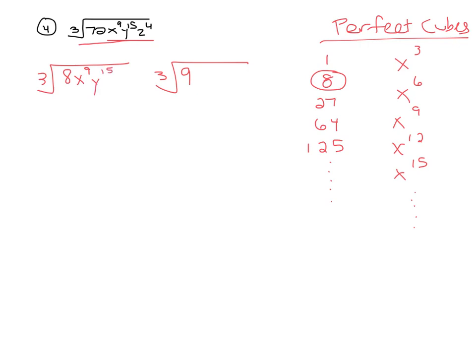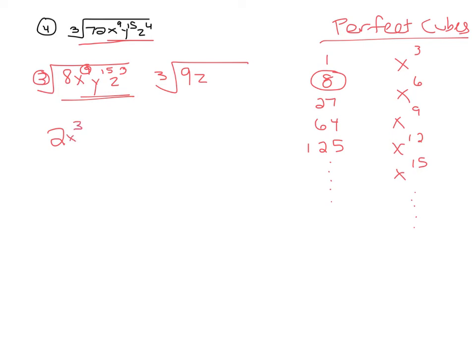Z to the 4th is not. So what we want to do is pull out the biggest perfect cube that we can. So we could pull out a z to the 3rd. And what that leaves us with is 1 z left over in our non-perfect cube radical. So now what we're going to do is take the cubed root of our first radical. All right, so the cubed root of 8 is 2. The cubed root of x to the 9th, all you have to do is take your exponent and divide it by the root. So since 9 divided by 3 is 3, you get x to the 3rd.